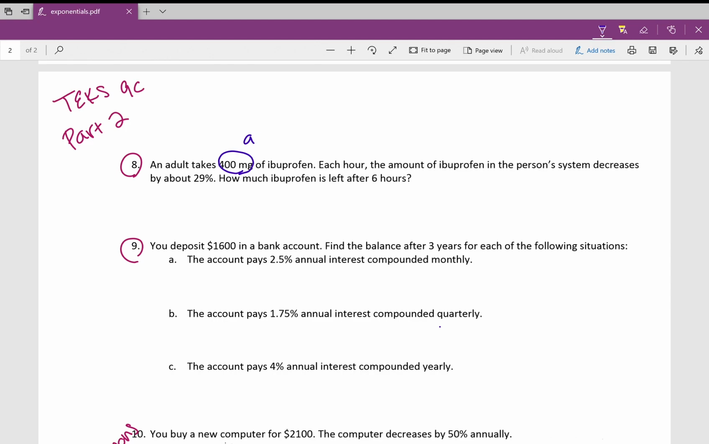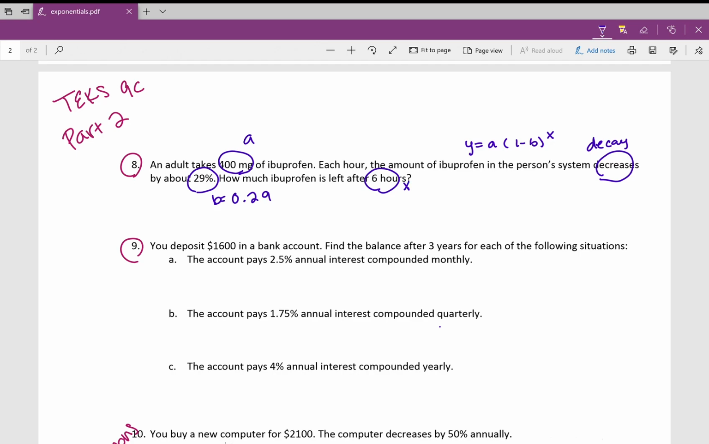Each hour it decreases, so we know this is going to be a decay. And remember, the formula for decay is y equals a(1 minus b)^x. This 29% is our b value, but since we have to turn it into a decimal, 29% with 2 decimal places to the left is 0.29, so this is b. And then it says how much is left after 6 hours, so this is going to be x.